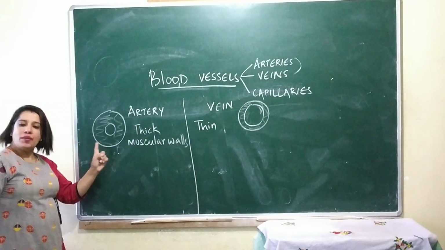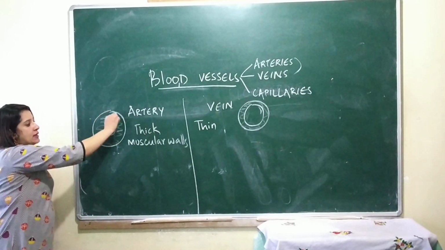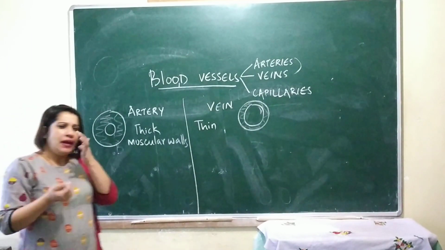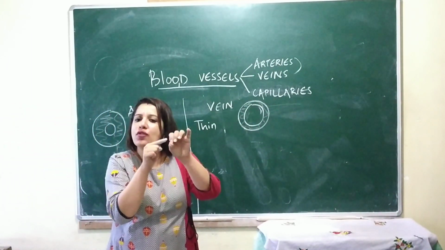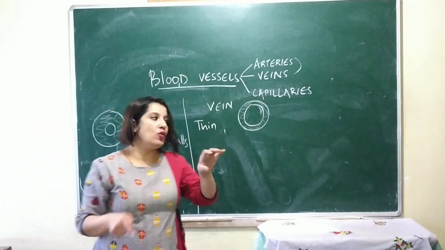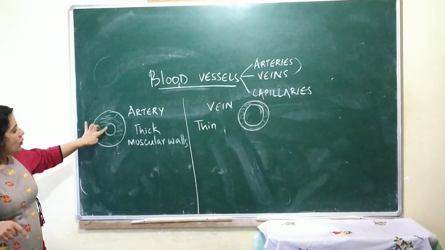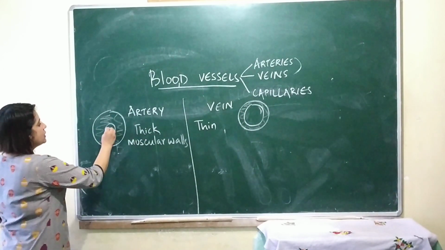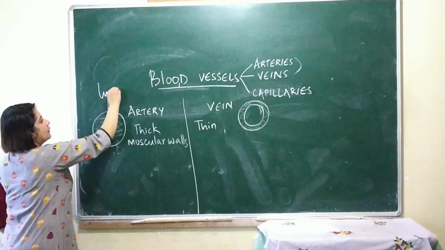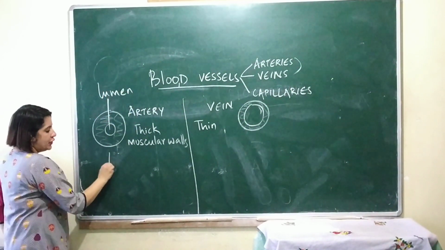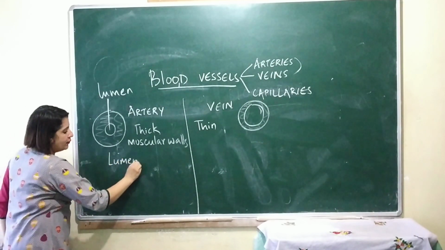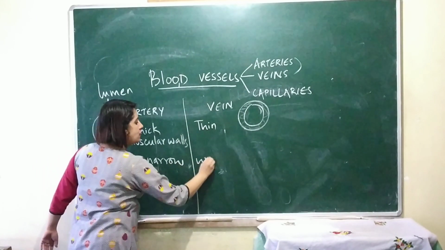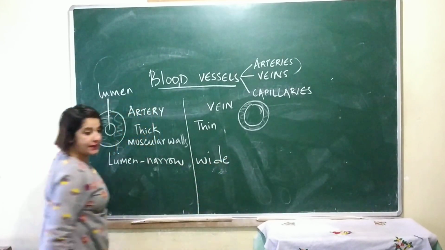Now from the diagram itself, you can see that if the wall is thick, the hole in the middle is small. Since it is a tube-like structure, you will have a hole in it so that the blood can flow. So here, this hole is small. Here, see, the hole is big. We call this hole lumen. So here, the lumen is narrow. Here, the lumen is wide.